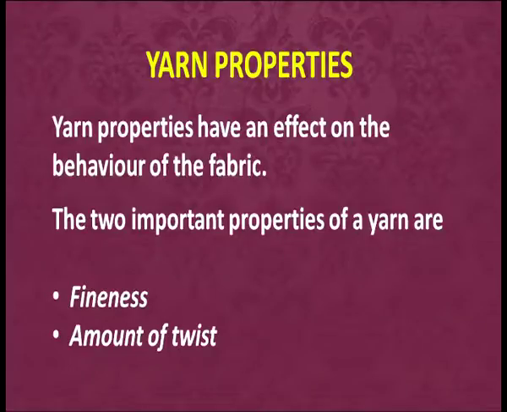So when we combine the two together, we get the properties of both cotton and silk, both cotton and wool, or terylene and cotton. Let us look at yarn properties. The two most important properties of a yarn are the fineness and the amount of twist, and these two properties are very interrelated. The more the twist, the finer the yarn is. So when we impart more twist, the yarn becomes finer, smoother and stronger.